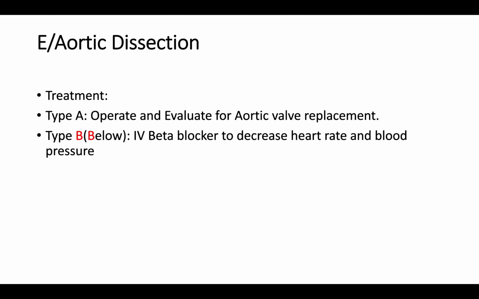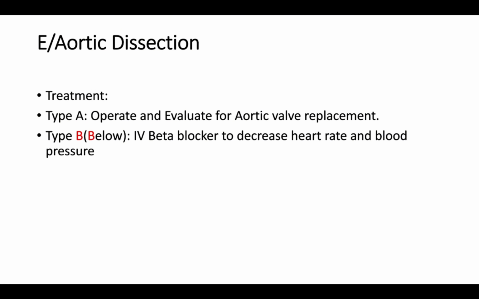The treatment of the aortic dissection depends on the type. For type A, operate and evaluate for aortic valve replacement. For type B, and I give you a nice mnemonic here, type B is below, IV beta blocker to decrease heart rate and blood pressure. There's an image I'm going to show you now. This image will show you how you can differentiate between type A and type B.